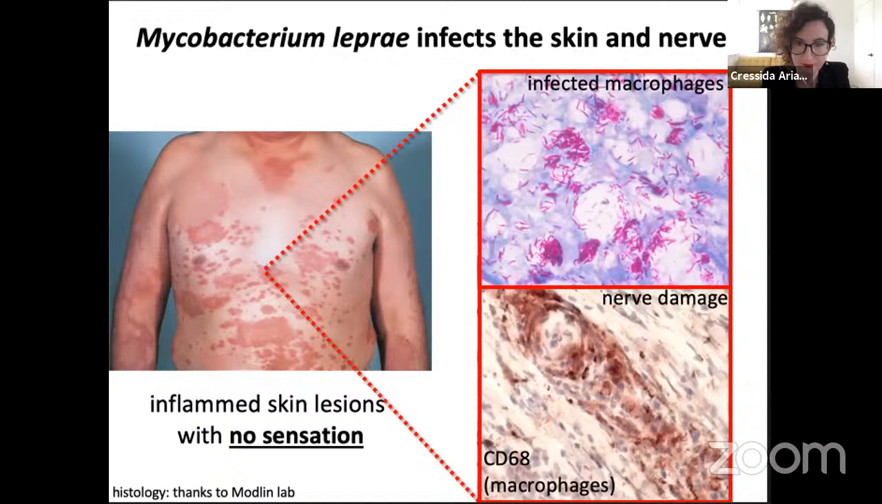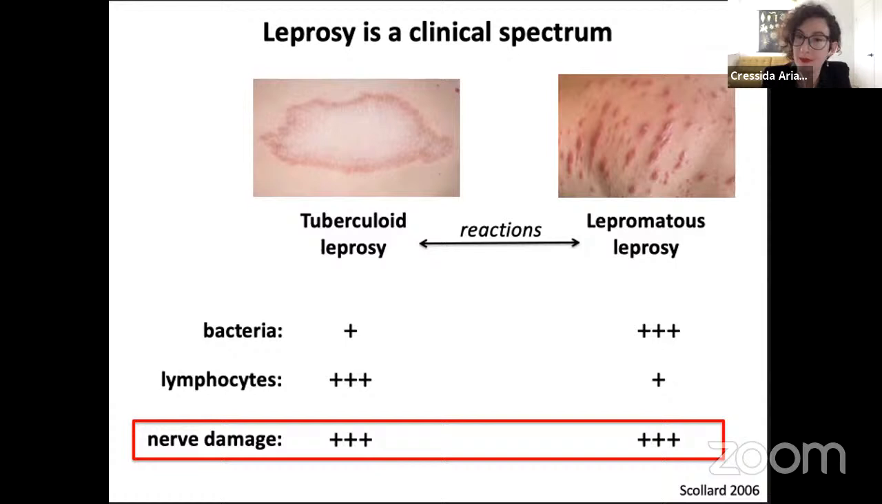Now, of course, there are two forms of leprosy. This is not just one disease, it's a spectrum of diseases, right? And at the poles of the spectrum are tuberculoid leprosy and lepromatous leprosy. It's important to note that you see nerve injury in both types of patients, although the presentation of the disease looks different. If you have tuberculoid leprosy, these lesions typically have few bacteria in them. They have a lot of lymphocytes though, and of course we see nerve damage.